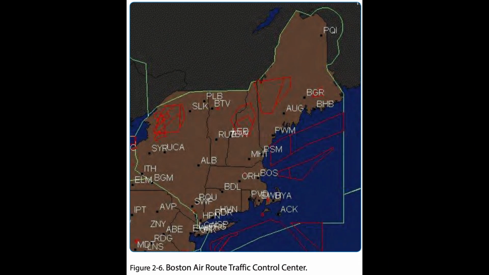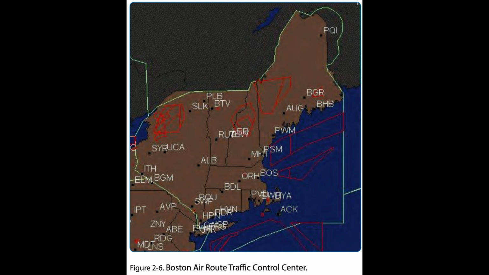Figure 2.6 is an example of the Boston ARTCC. The green lines mark the boundaries of the Boston Center area, and the red lines mark the boundaries of military operations areas, MOAs, prohibited, restricted, alert, and warning areas.